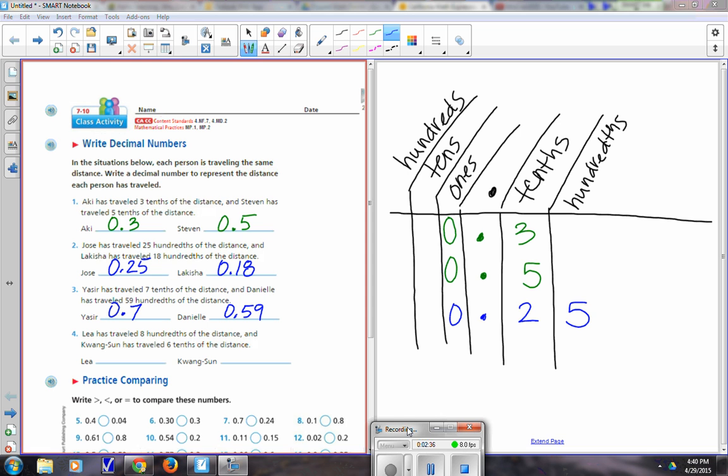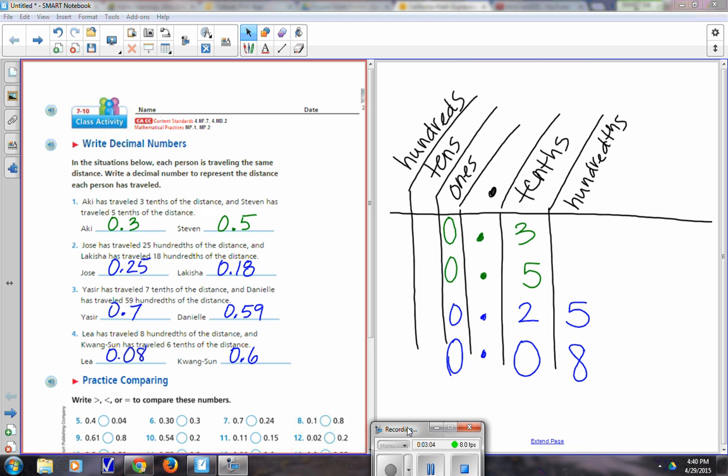So here's something that's different. We're going to put an 8 in the hundredths place. Then I need a placeholder in the tenths, a decimal point, and a placeholder. Because I don't have any tenths, but I have 8 hundredths. So 8 hundredths of the distance. And Kuang's son has traveled, again, 6/10.